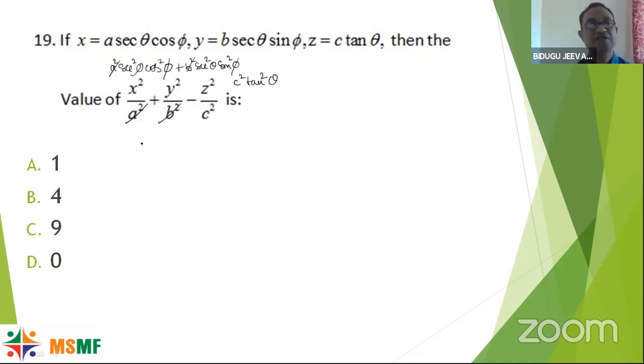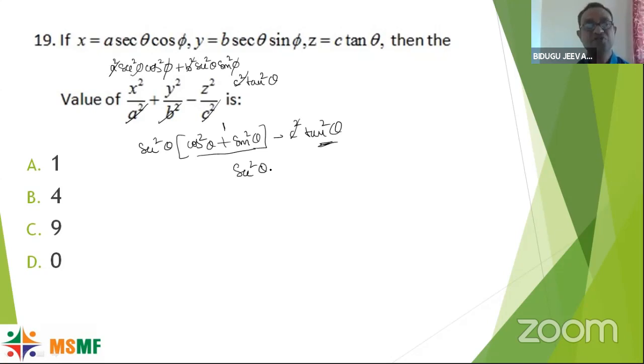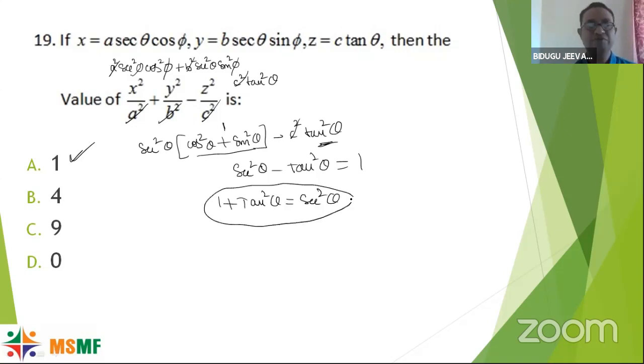If I take secant square theta common, cos square phi plus sin square phi is 1, minus c square tan square theta. You'll find only tan square theta. So secant square theta minus tan square theta, what is the value? 1, because we know the identity: 1 plus tan square theta is equal to secant square theta. From this, we arrive at this one.